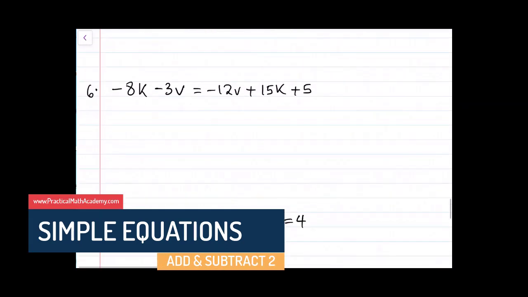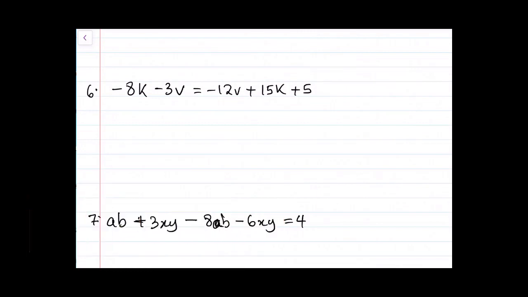So if you notice in number 6, we have minus 8k minus 3v equals minus 12v plus 15k plus 5. The same principle applies. We want to do the first thing first, that is collect the like terms. So we collect the like terms, and that gives us minus 8k. On the right hand side of the equation we have plus 15k. If we transfer to the left hand side, it becomes minus 15k.